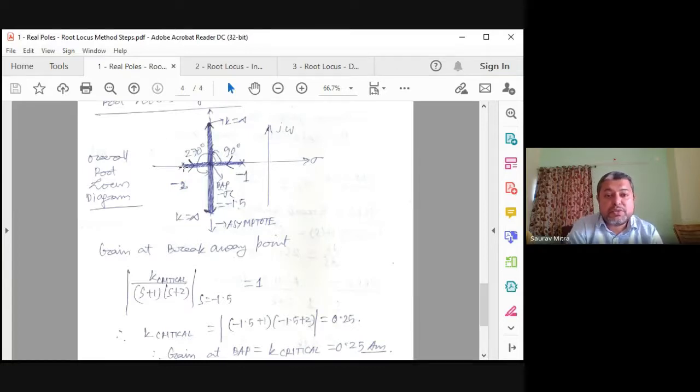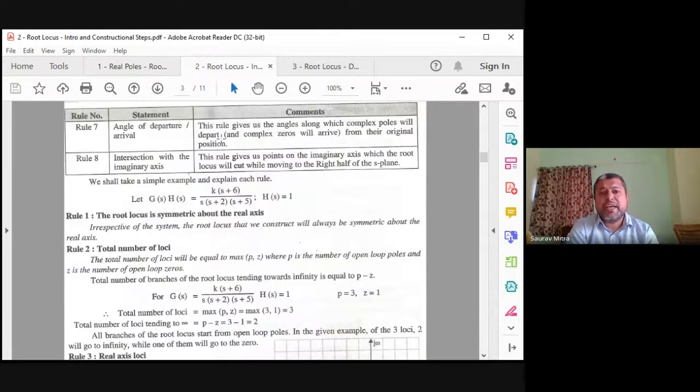Again, you have to show this arrow, because the root comes here, and after coming to this point, this root, which was at -2 at k equal to 0, for a higher value of k, for k equal to 0.25, is here. For k greater than 0.25, it goes in the imaginary direction, downward. So these directions are very important. That's why we need angle of arrival and angle of departure: whenever there are complex poles, the root locus will leave or depart from those complex poles, so we have to calculate the angle of departure.